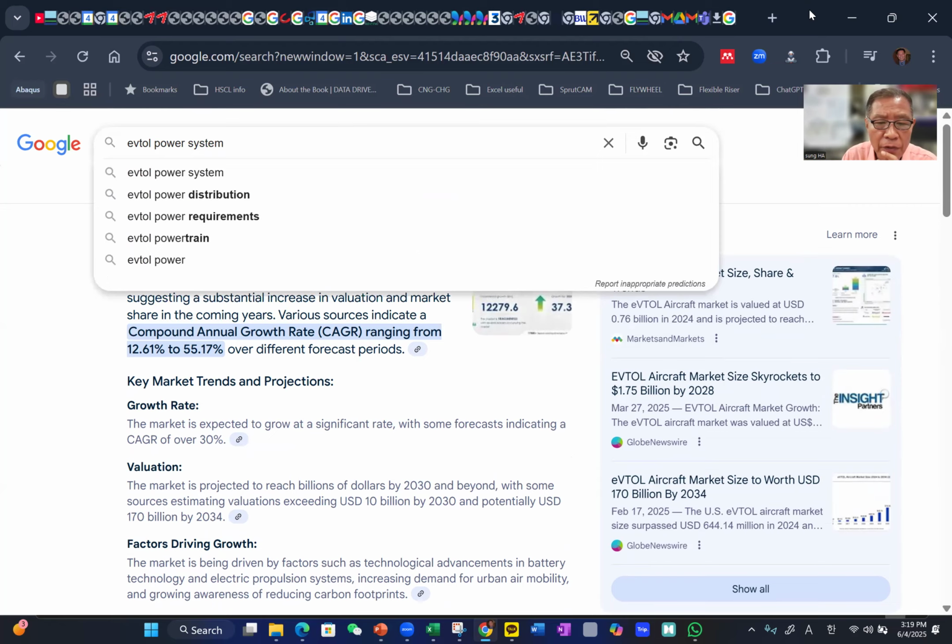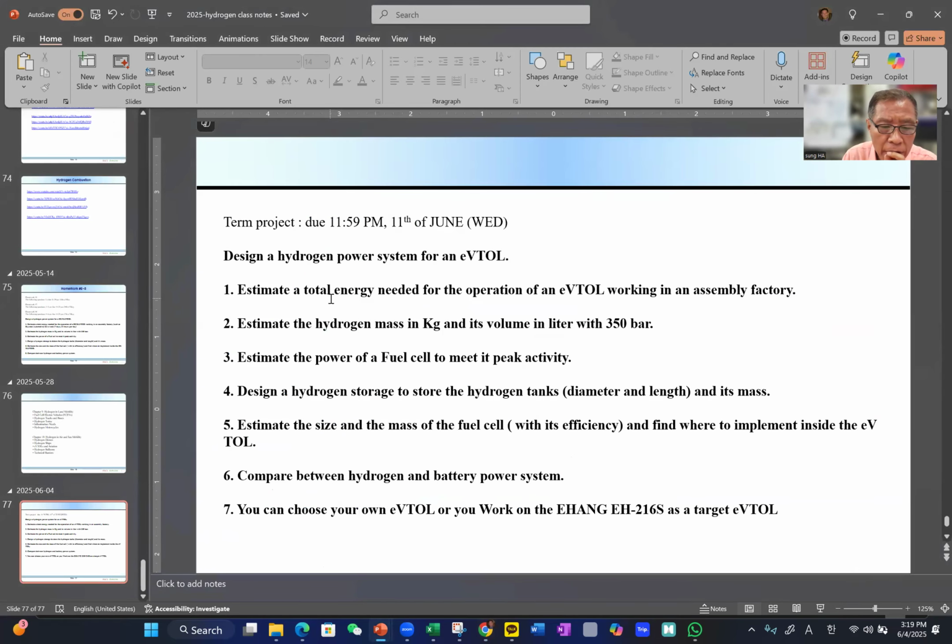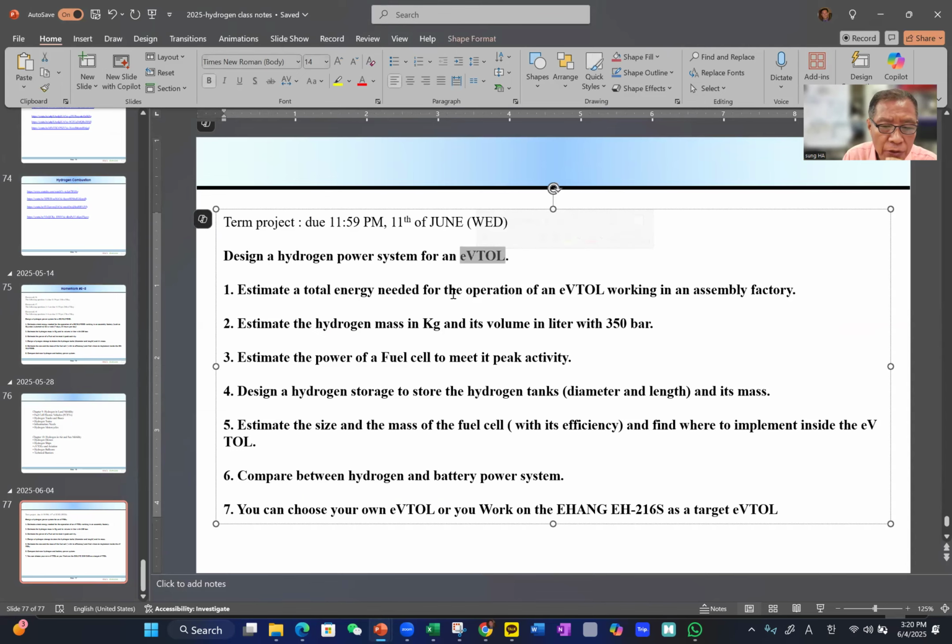Okay, well, before we go further, I would like to go one by one from 1 to 7. Previously there were 1 to 6, but I added one more item here. Again, design a hydrogen power system for an eVTOL. You can choose your own, but you may choose one of the existing eVTOL, such as EHang EH216, which I would like to show today.